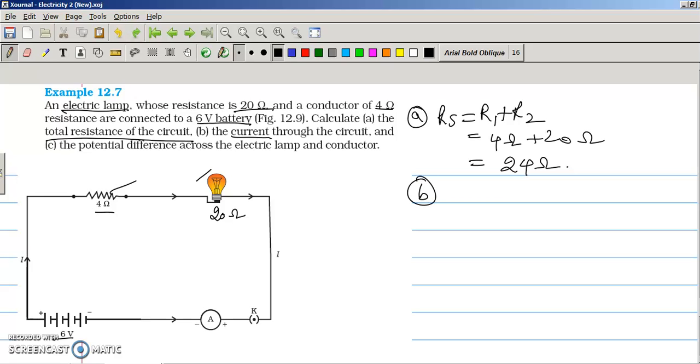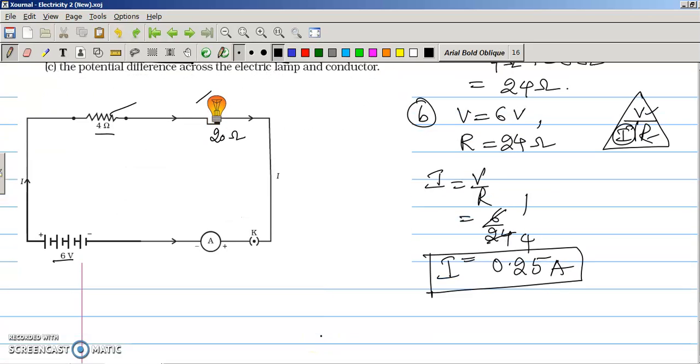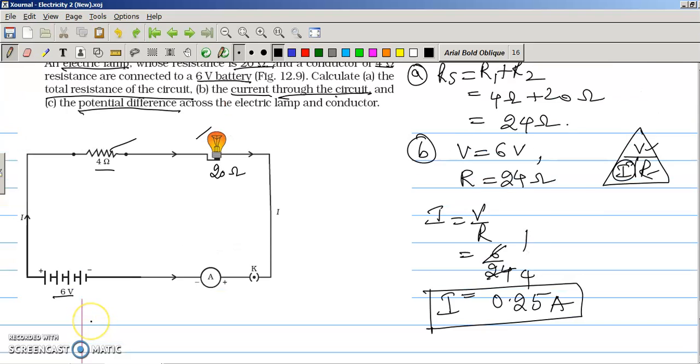Now B, let us calculate the total current. The total voltage is 6 volts and the total resistance is 24 ohm. Using Ohm's law, to find I, I is equal to V by R. So it becomes 6 by 24 ohm, the result is 1 by 4, that becomes, sorry, 0.25 ampere. That's it, children. Now we move to the next part.